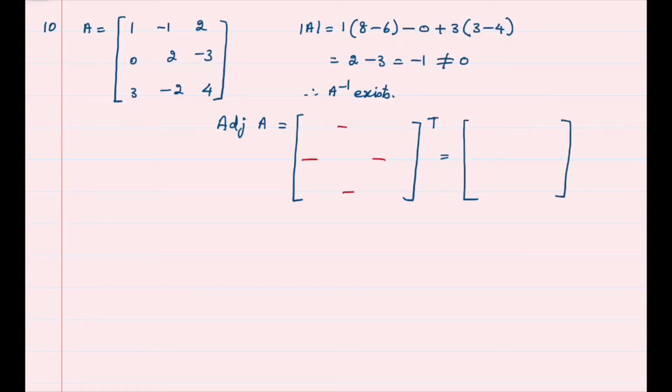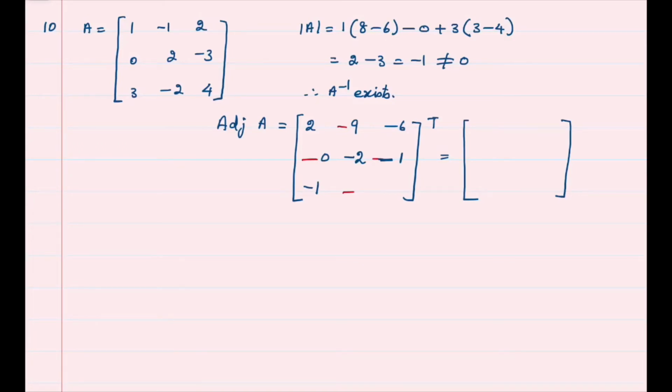Cofactor of 1 is 8 minus 6, 2. Cofactor of minus 1 is 0 plus 9, 9. That gets a negative sign, minus 9. Cofactor of 2 is 0 minus 6, minus 6. Cofactor of 0 is minus 4 plus 4, 0. Cofactor of 2 is 4 minus 6, minus 2. Cofactor of minus 3 is minus 2 plus 3, which is 1, but that position gets a negative sign, minus 1. And then cofactor of 3 is 3 minus 4, minus 1.